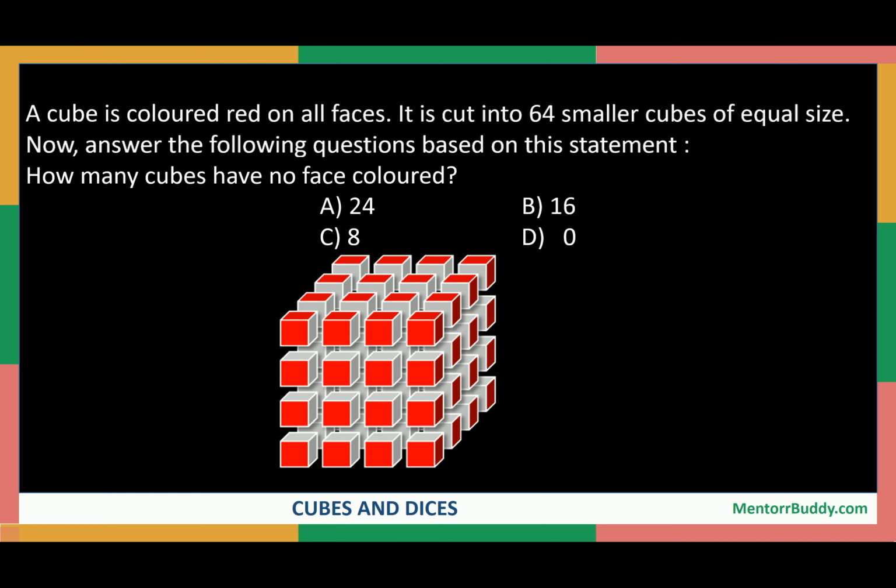So what we can see is that all the smaller cubes which are on the outside, which we can see from outside, will be colored on one or more sides, right? So which cubes will not be colored? The cubes which are inside, right? You can see this cube inside this cube. There are some cubes inside also, right? Those cubes are the ones which are not colored. So we will use a trick to find the answer quickly.